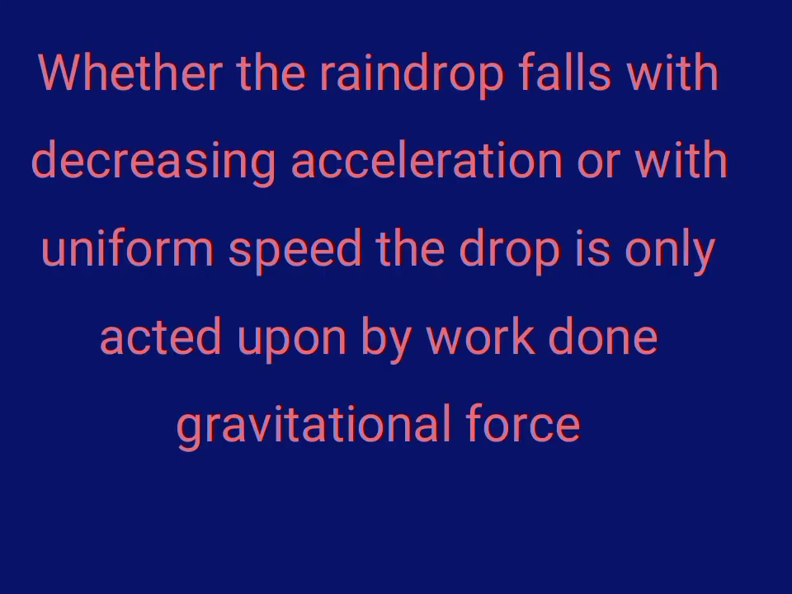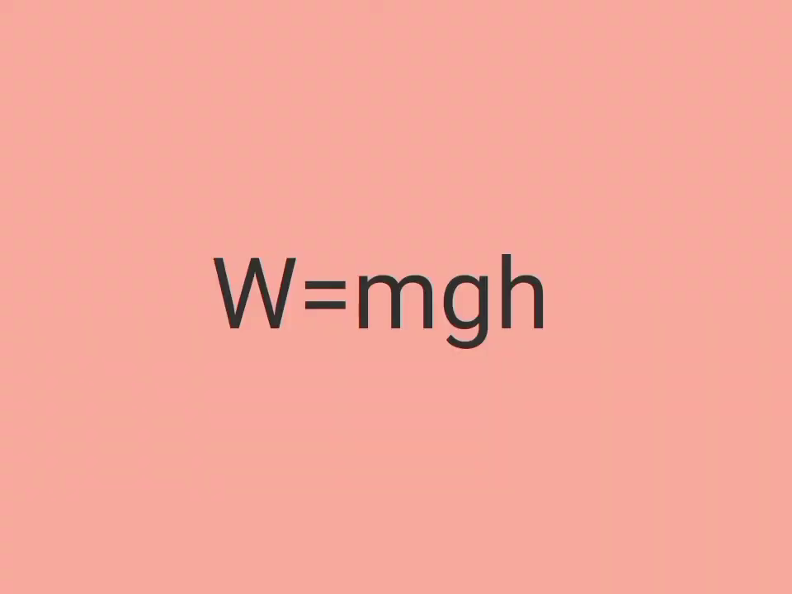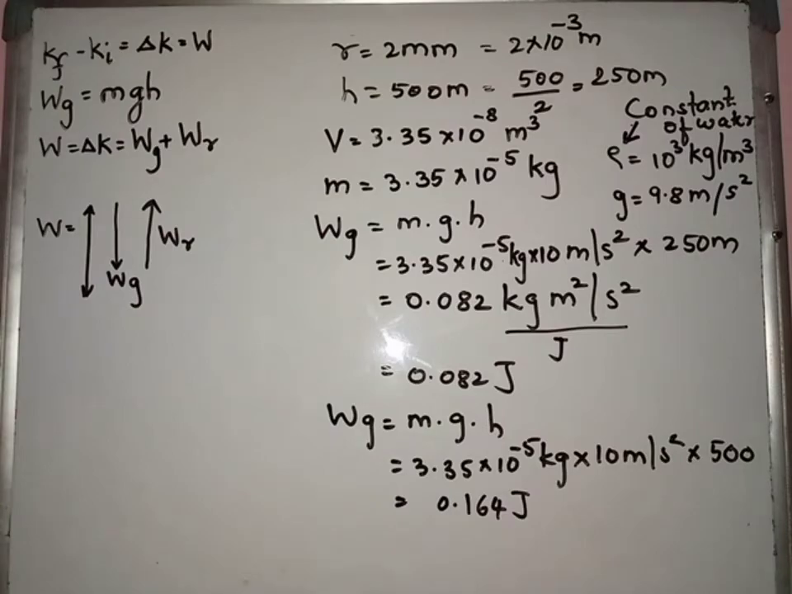I would like you to note that whether the raindrop falls with decreasing acceleration, uniform speed or maximum speed, whether it drops with different speeds, the drop is only acted upon by work done due to gravitational force. So we have to use W is equal to mgh. That is why we are giving so much importance to this.